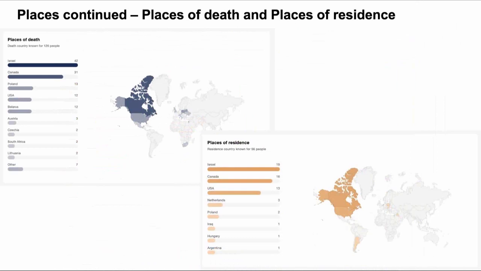Scrolling down, you can see the same thing for places of death and for places of residence. So where do people live today, and where have people died, recorded in my family tree?